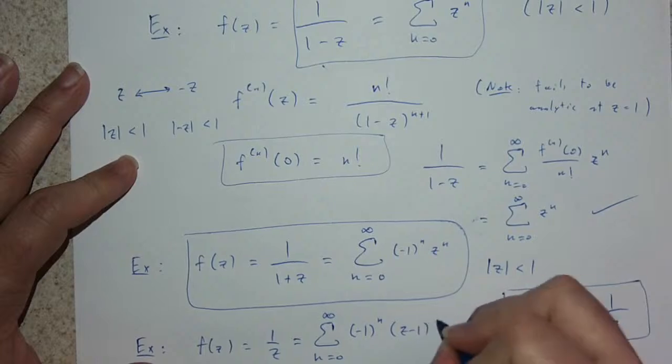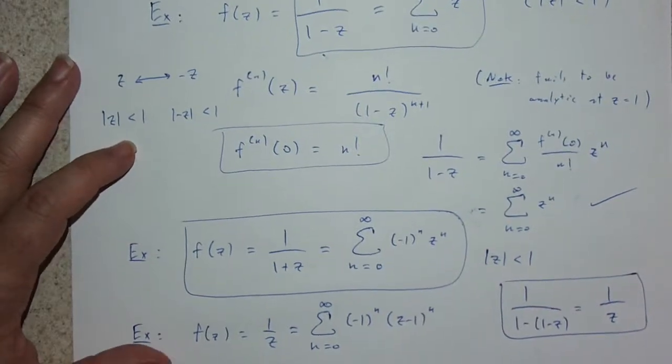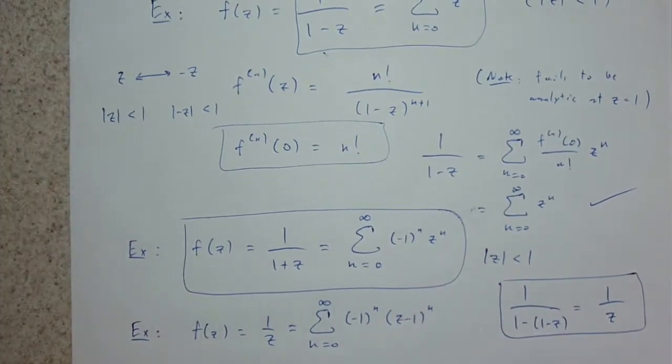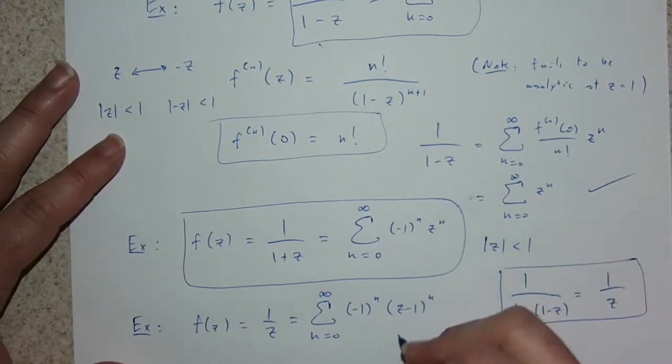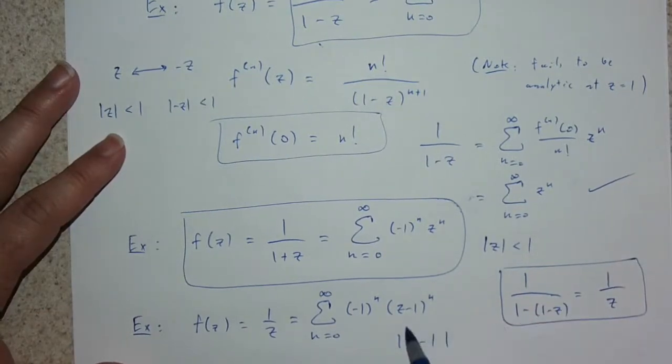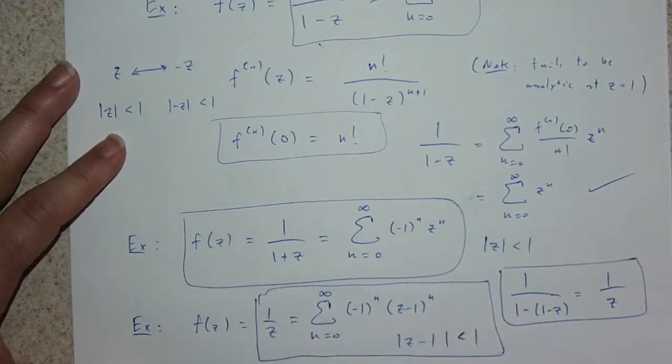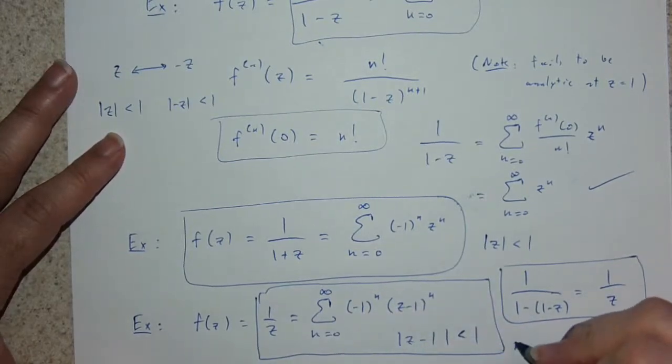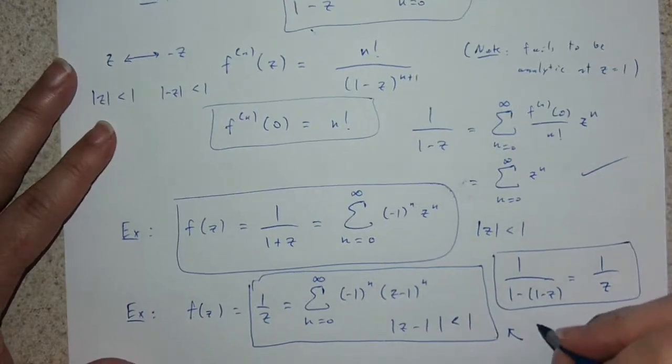And the reason I'm swapping the order is because I want to write this as a Taylor series. And this is true for the modulus of z minus 1, this thing I've swapped in, being less than 1. So now this is actually a Taylor series about z naught equals 1.